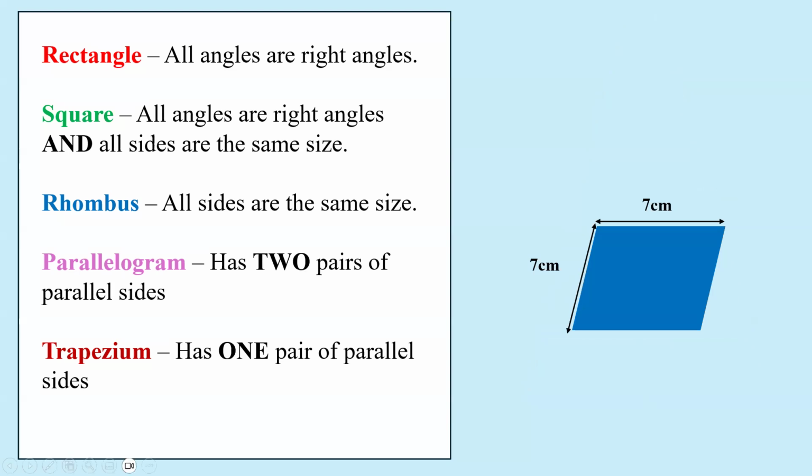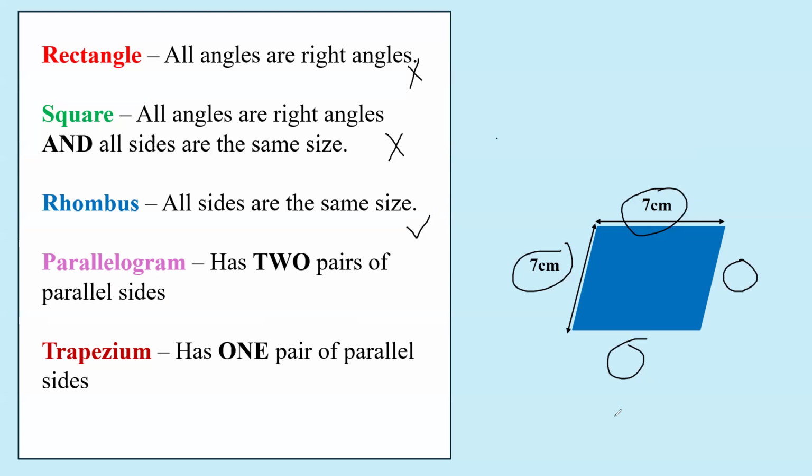Okay, is this shape a rectangle? Well, does it have four right angles? Nope, it has no right angles, okay? And because it has no right angles, we know it's not a square. Is it a rhombus? Yes, it is a rhombus. It's a rhombus because the top and the bottom both measure 7 centimeters. And the left and the right side are equal as well, aren't they? And they both measure 7 centimeters. So each of its sides measures 7 centimeters, and therefore we can call it a rhombus.